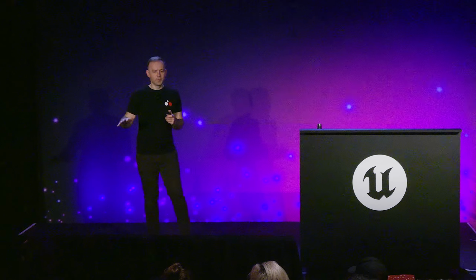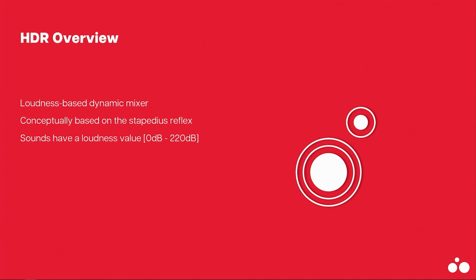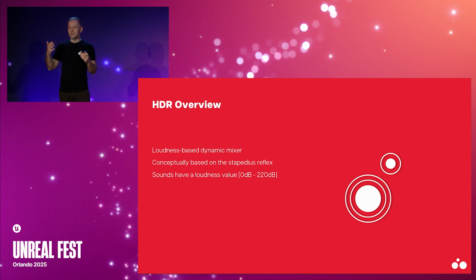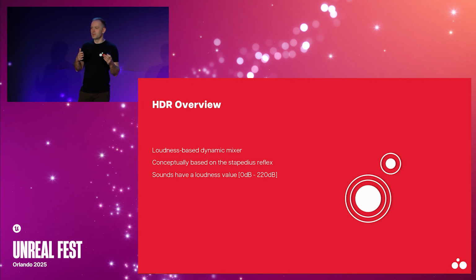So in the system, we allow you to attach a loudness value to each sound asset in dB SPL, and it can go all the way from 0 to 220 dB, although this is a really extreme range, like that would destroy your actual ears. So in the game, you really don't need to use anything more than between 40 and about 150 dB to get what you need.